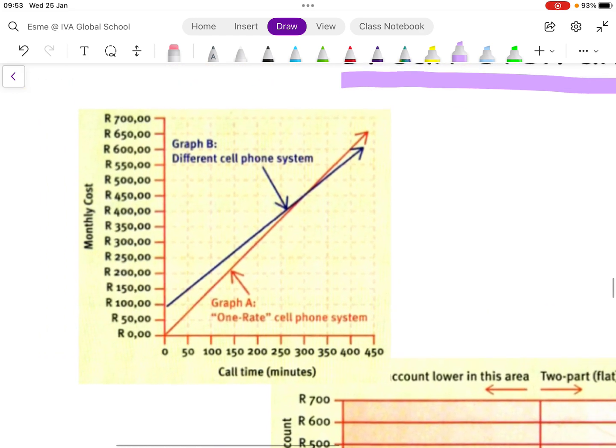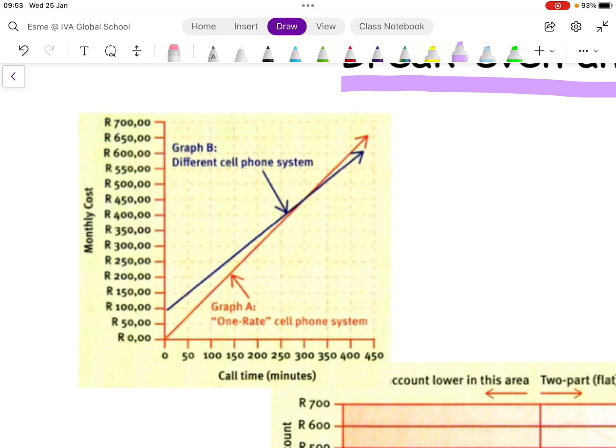So let's have a look at the first one. You will see over here, your break-even point is approximately there. So graph B is the blue graph, a different cell phone system, and you will see that the blue graph starts at 100 Rand, so you know that this is the post-paid system because there is a service fee of 100 Rand involved there. Graph A is the one rate system, which is prepaid.